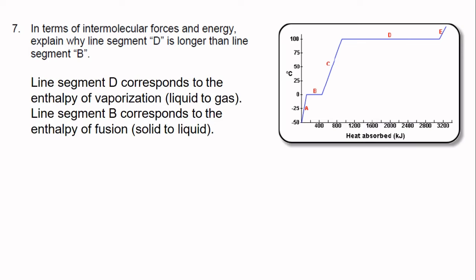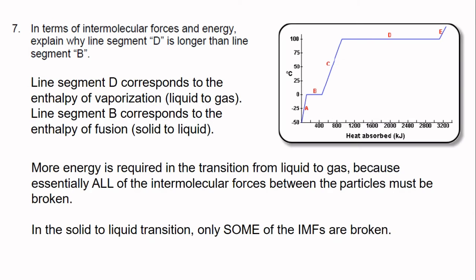Line segment D corresponds to the enthalpy of vaporization, liquid to gas. Line segment B corresponds to the enthalpy of fusion, solid to liquid. It takes more energy to convert from a liquid to a gas than it does to convert from a solid to a liquid. The reason is because when you're going from a liquid to a gas, essentially all of the intermolecular forces between the particles must be broken, whereas in the solid to liquid transition, only some of the intermolecular forces are broken.